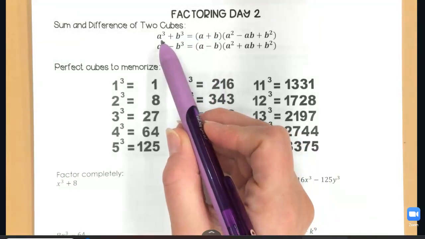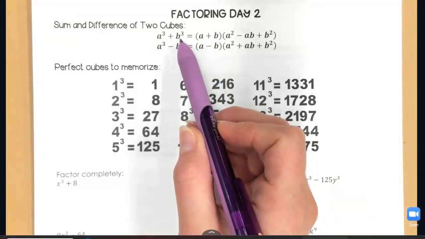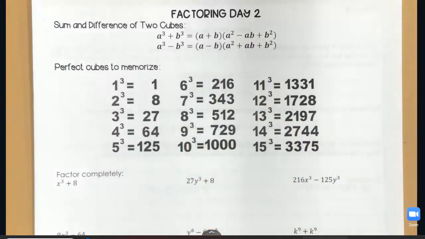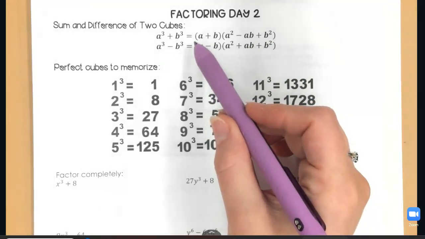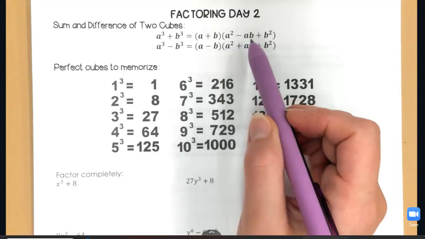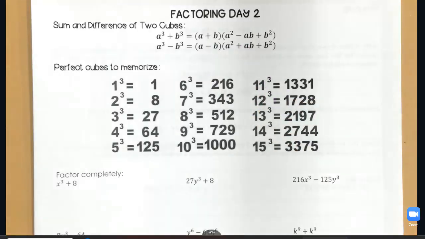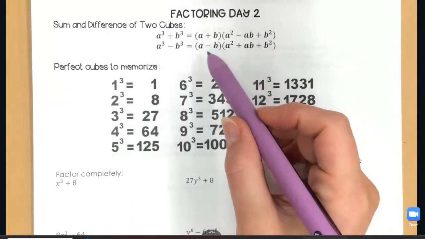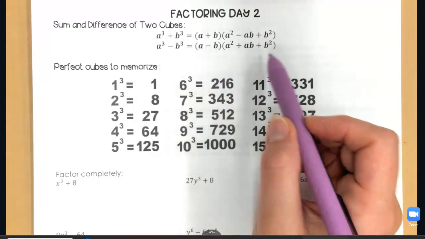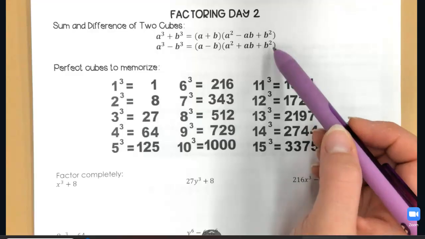So whatever the cube root of a cubed and whatever the cube root of b cubed are will tell you what a and b will be for whichever expression you're factoring. And if it's sum of cubes, you will have a plus b times a squared minus ab plus b squared. And if you have a difference of two cubes, you have a minus b times a squared plus ab plus b squared.